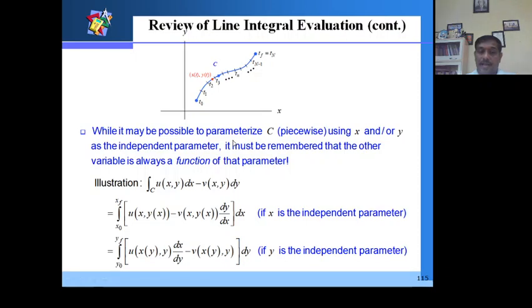While it may be possible to parameterize C piecewise using x or y or both as an independent parameter, it should be remembered that the other variable is always a function of the parameter. Here we give one illustration. The integral upon C of u of x comma y dx minus v of x comma y dy, where y is a function of x because x is an independent parameter, can be expressed in this way, with the line integral from x naught to xf. Similarly, if y is an independent parameter, then x is in terms of y, so we have u of x of y comma y into dx by dy minus v of x of y comma y, into dy. Here the line integral is from y naught to yf.